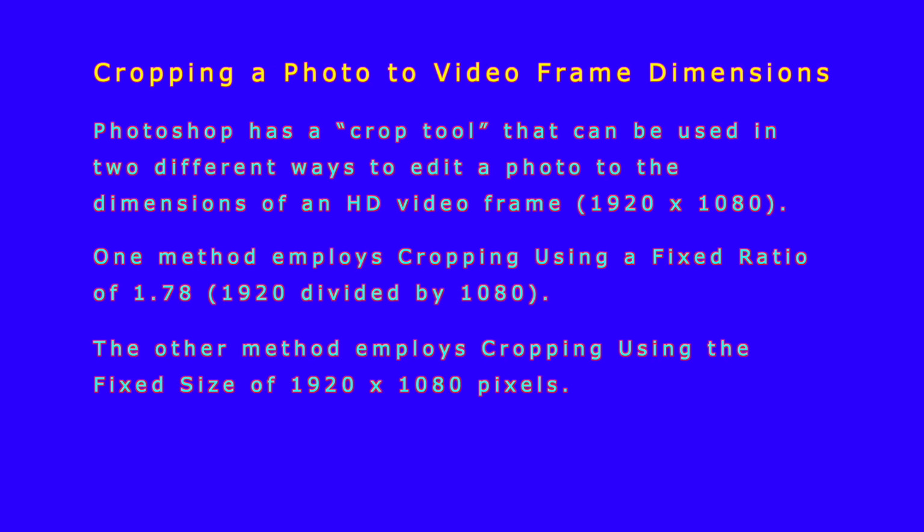Cropping a photo to video frame dimensions. Photoshop has a crop tool that can be used in two different ways to edit a photo to the dimensions of an HD video frame, or 1920 by 1080. One method employs cropping using a fixed ratio of 1.78, which is 1920 divided by 1080. The other method employs cropping using the fixed size of 1920 by 1080 pixels.